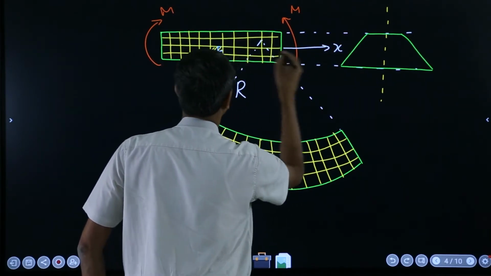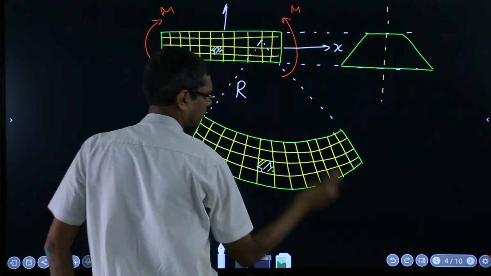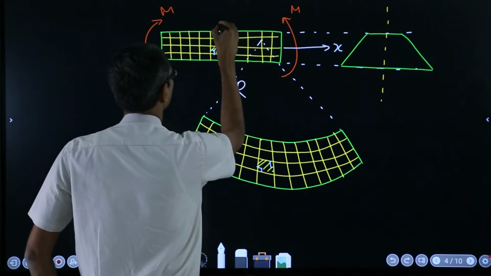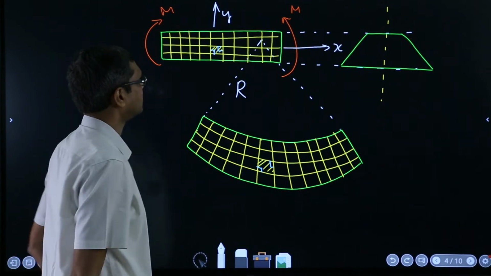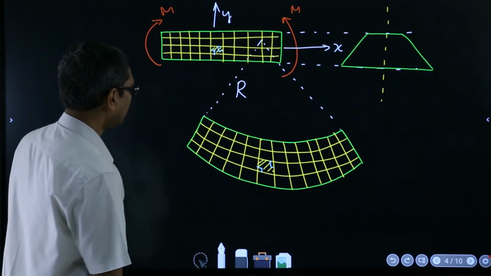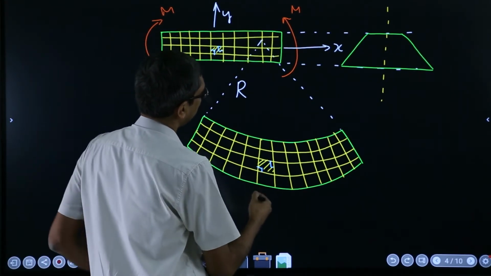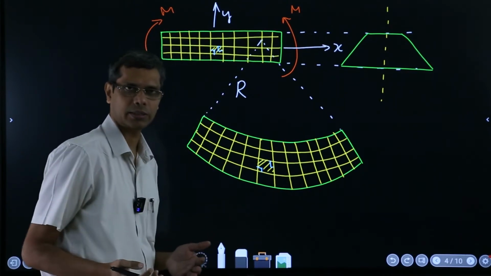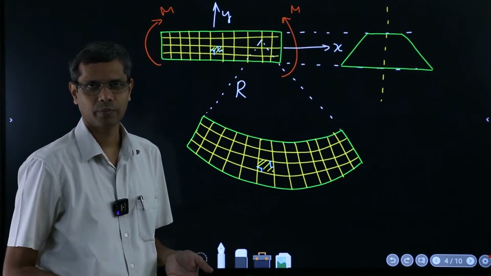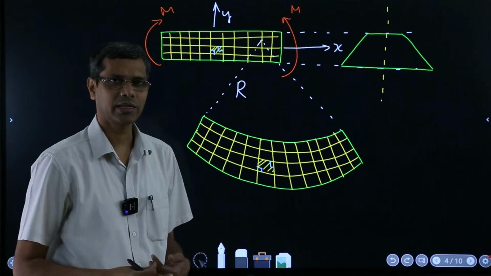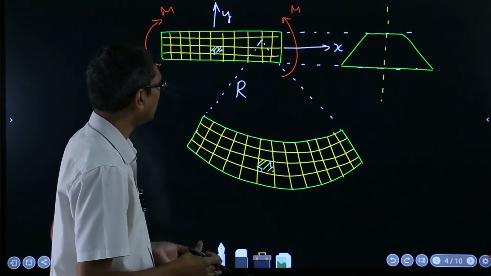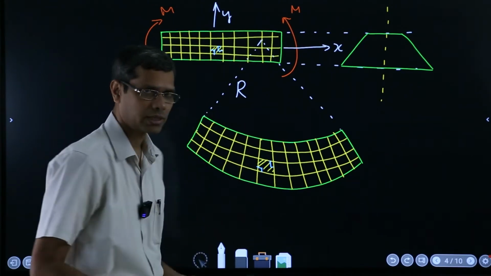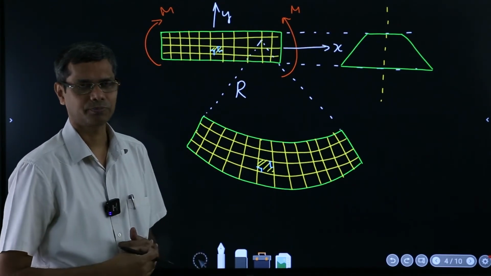in fact if I draw, say suppose I consider this to be the x-axis, this to be the y, and the z-axis is coming out of the blackboard, then all these gamma xy's are 0 because 90 degrees are remaining 90 degrees after the deformation. So there is no shear strain for that matter in the xy plane.